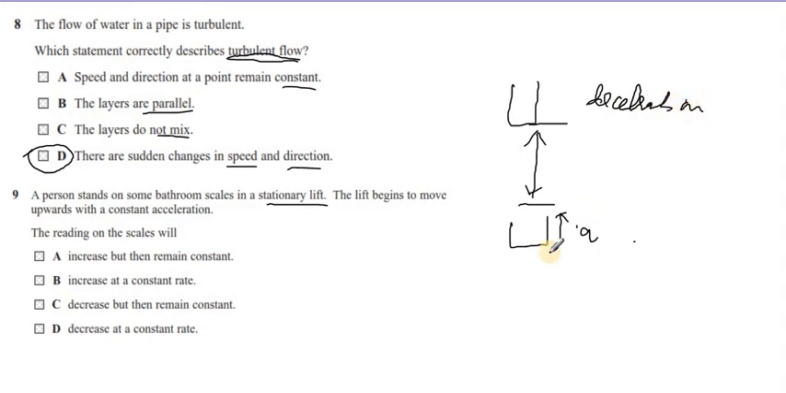So acceleration from the ground floor causes an increase in the weight, but in between your lift is not accelerating, so your weight remains constant. That means the reading on the scale will increase, but then remain constant. Yes, of course. Initially, the reading will show an increase in the weight, but then remains constant. The option is A.